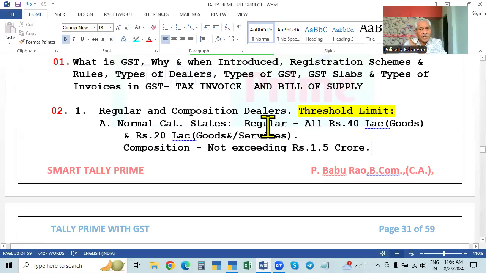But in the regular scheme, there is no maximum limit; you can do business to the tune of any crores. But in the case of composition scheme, the turnover should not exceed 1.5 crore. So at the time of registration, if we expect that we can do a lot of business, we can take the regular scheme. And if you see our business will not cross 1.5 crore for one year, then we can go for composition scheme, because 1.5 crores is considered a small business. More than 1.5 crores means a large business.